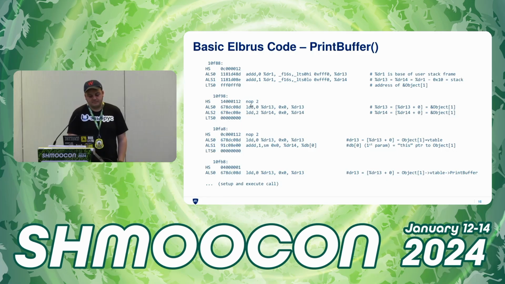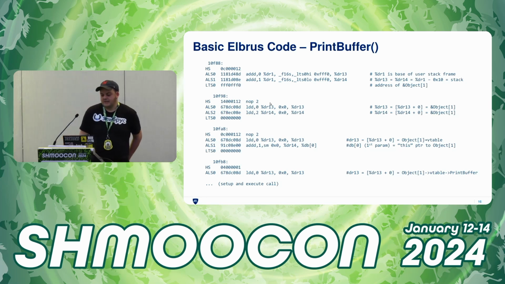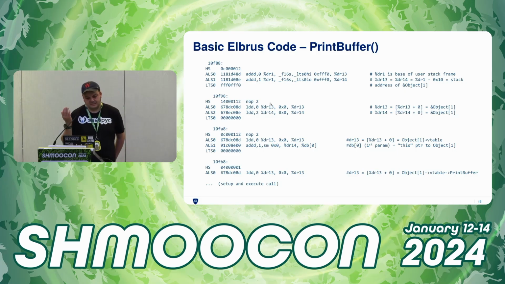We're basically just trying to show here that this is a load instruction. So this is like a basic load instruction. We're going to load double, we're going to use execution unit number 0, and we're going to dereference DR13 and put it into DR13, right? So this is actually how it is dereferencing to find the function pointer for print buffer.